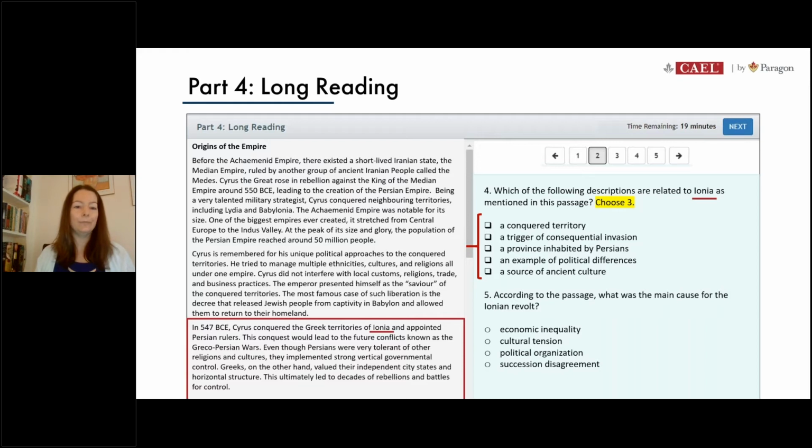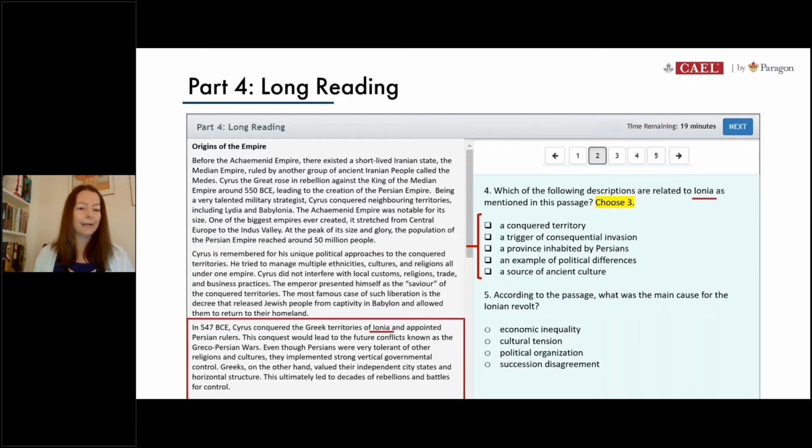So answer choice A, we'll call it, that's the first one, says a conquered territory. B is a trigger of consequential invasion. Then we have a province inhabited by Persians, an example of political differences, and a source of ancient culture. So 3 of those 5 answer choices I should be able to find in my paragraph here where I've indicated.